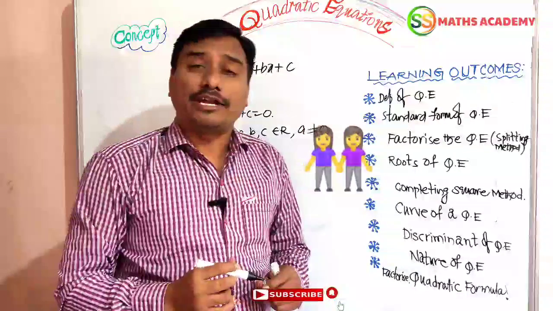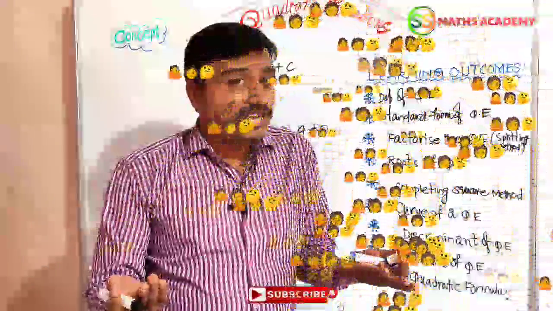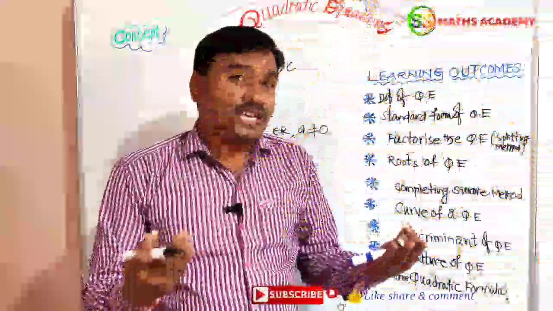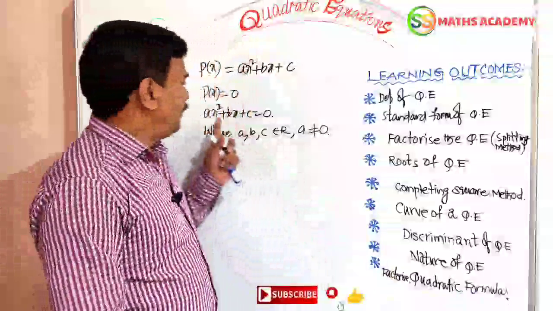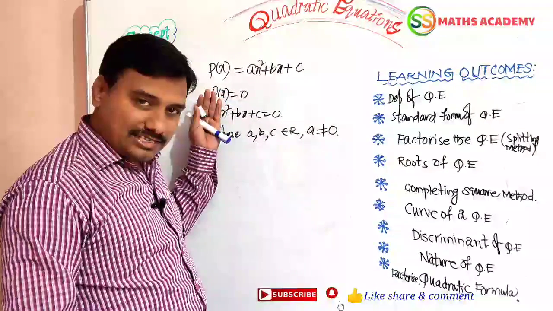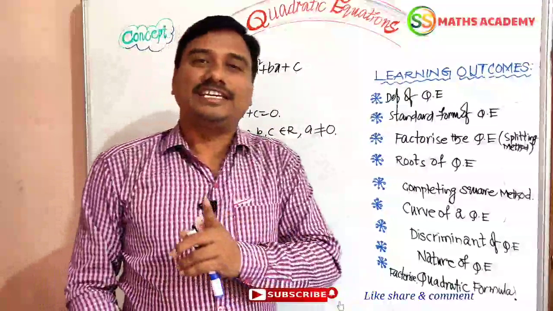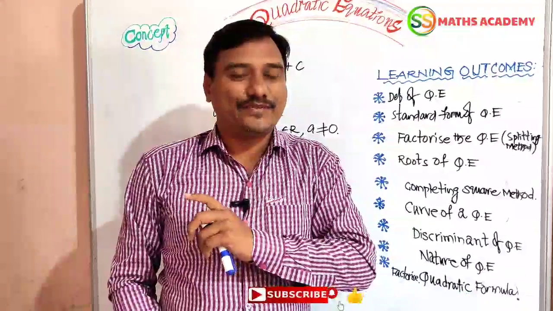Some students might be asking me, sir, why is a not equal to 0? What is the reason? For suppose a equals 0, what will happen? When a equals 0, the ax square term becomes 0 and it becomes a linear equation. We are going to discuss quadratic equation, that is the reason a must be not equal to 0, dear friends.